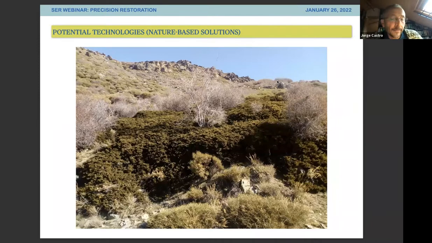So we can observe some nature-based solutions and natural solutions. We know very well from ecological theory and studies that whenever there is a barrier, a big barrier of a spiny shrub or a non-palatable shrub that blocks the access of the herbivore, then we have recruitment of very palatable trees.